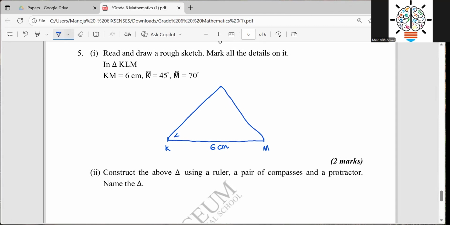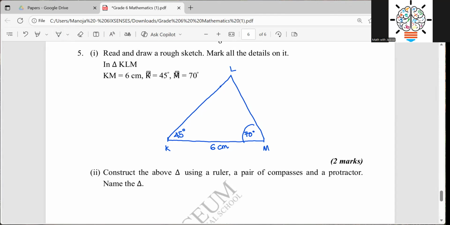K is 45 and this is 70, right? No need to be accurate, because I can see that the 70 should be more than this. Don't worry about it. If you can draw it in a closer way, that is better. So then we know it should be something like this. In that case, we want to extend this, and this is 70, something like this. Okay, this is our rough sketch. K, then the L should be here. K, L, M. Now we want to construct this.